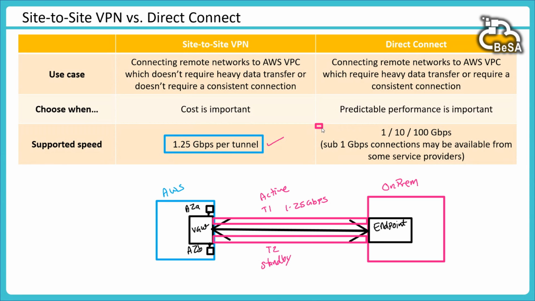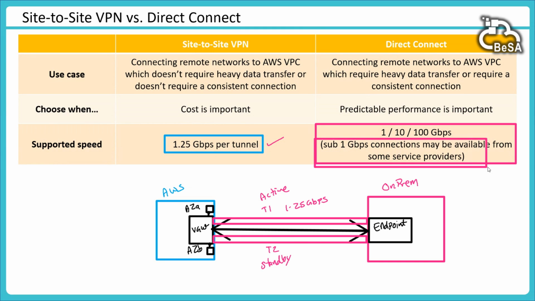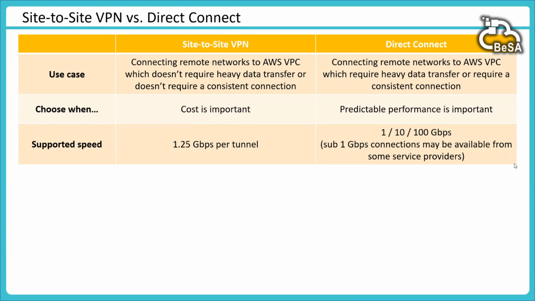But in case of Direct Connect, my speed can depend on the connection I ask for, 1, 10, 100 Gbps, and some of the service providers can even give you a smaller speed connection if you need to. So they can take a bulk connection from AWS and subdivide that speed and give you, let's say, a 50 Mbps connection or a 100 Mbps connection. It depends on the service providers, right? So that's how you would be utilizing speeds here. I hope everyone is following along.